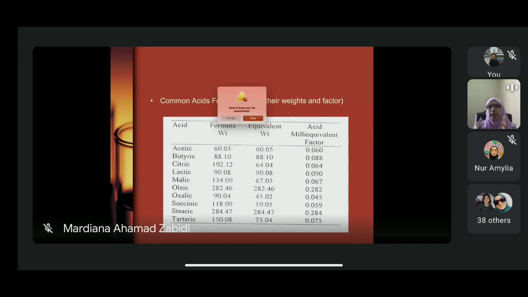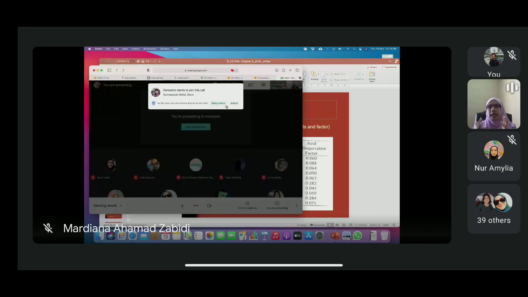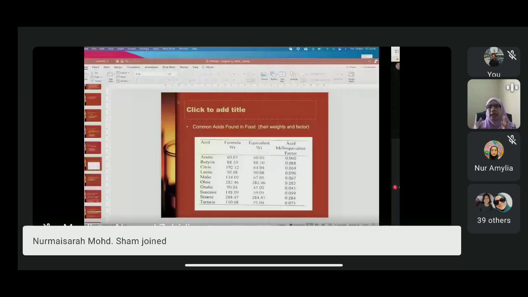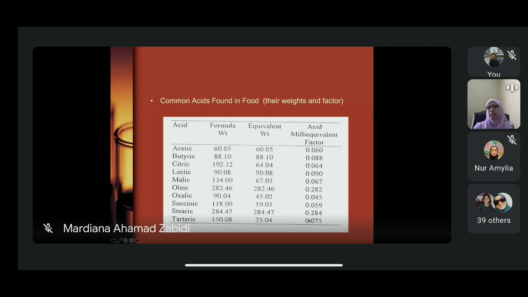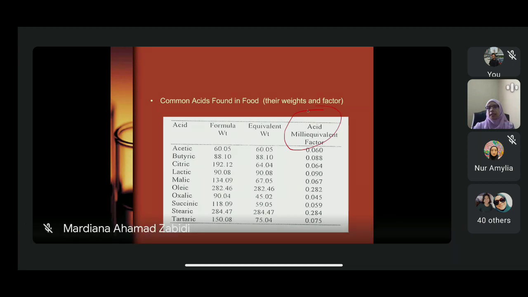Okay, so this particular table, the values will be given to you. So you don't need to memorize this one. If I say no need to memorize, then no need. This one you can refer to, if let's say later when you work, you want to refer, then you have your table ready here. But normally for a particular acid, the milli equivalent factor will be given. But for the value that is given, you must understand why the value is given in such manner.